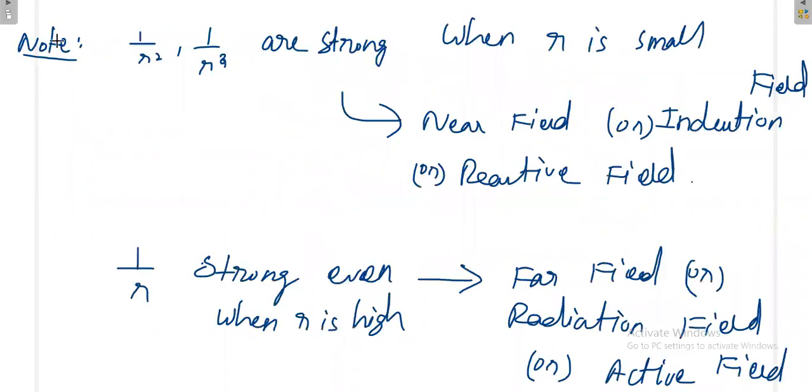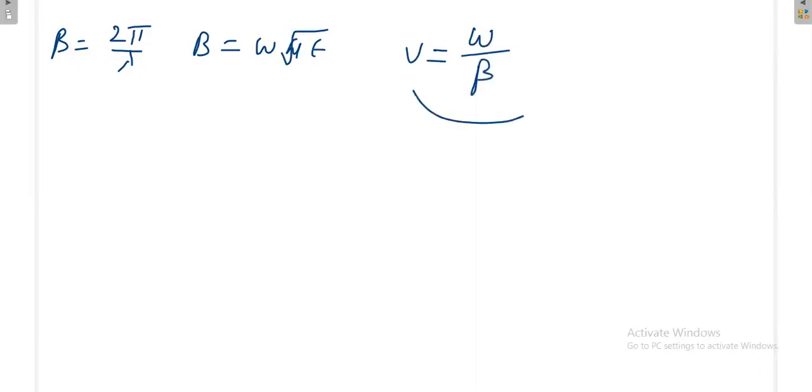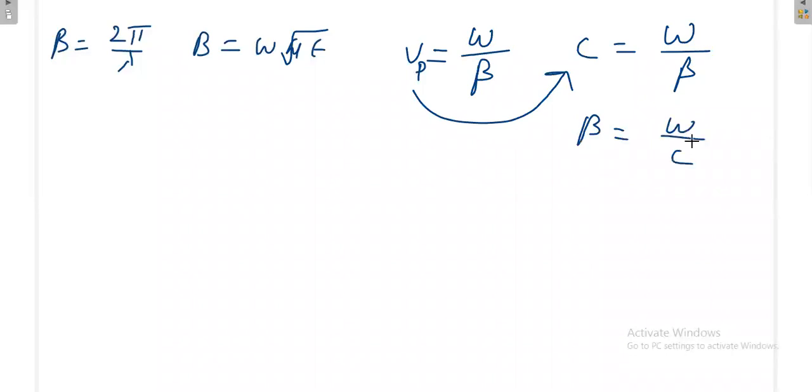When you do antenna analysis, sometimes beta is equal to 2 pi by lambda, beta is equal to omega into root of mu epsilon, or otherwise phase velocity is equal to omega divided by beta. Because the wave is going in free space, the phase velocity of the wave is always equal to free space velocity. So c is equal to omega divided by beta. And beta is equal to omega divided by c. So whenever you have omega by c, some books may write beta instead.